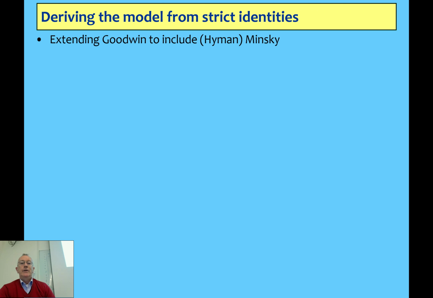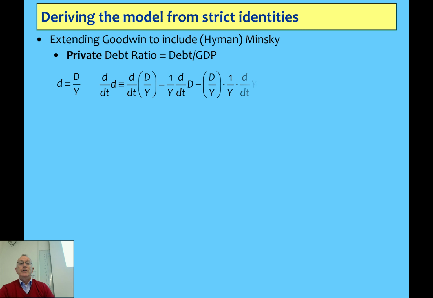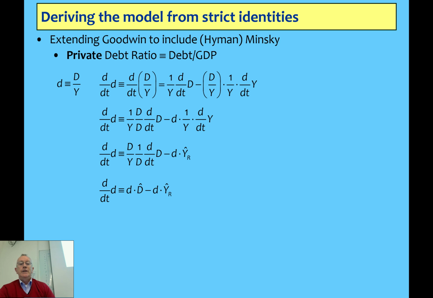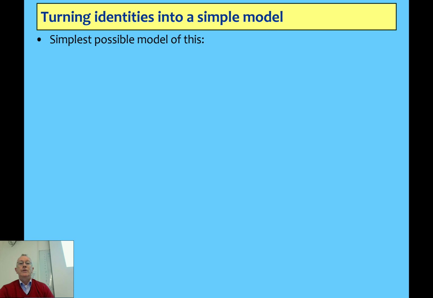And the final one is the debt ratio. You say, well, that's equal to private debt divided by GDP. Again, expand out a product rule. You finally get down to the stage where we've got that expression that simply says the debt ratio will rise if the rate of growth of debt exceeds the rate of growth of GDP. Okay? So all basically impossible to contradict.